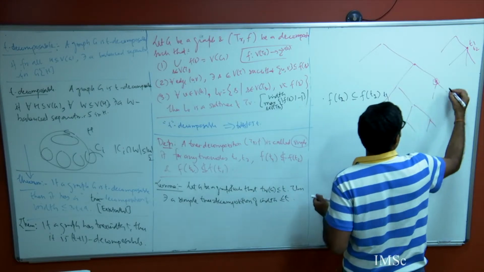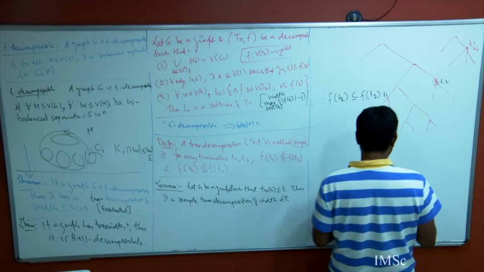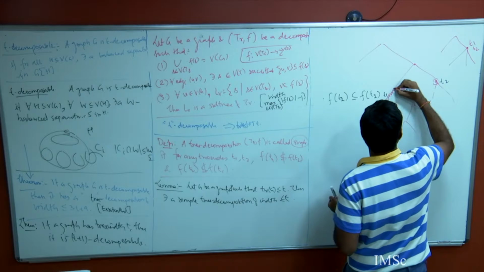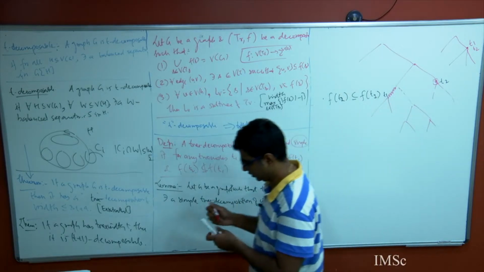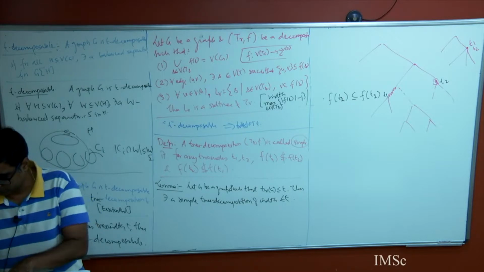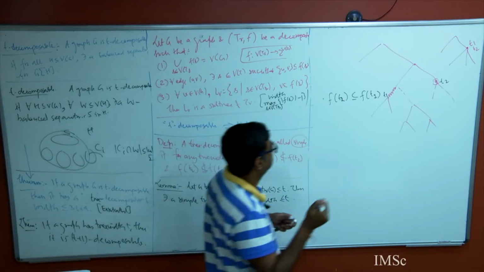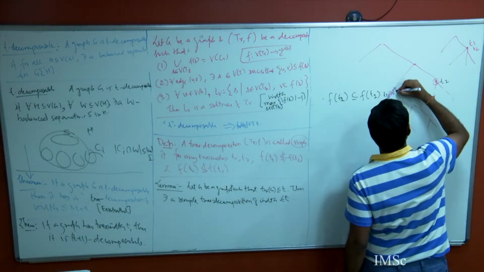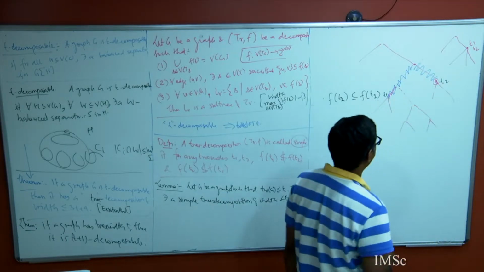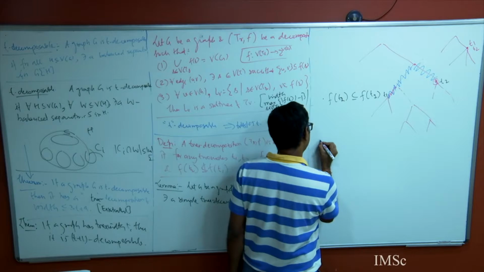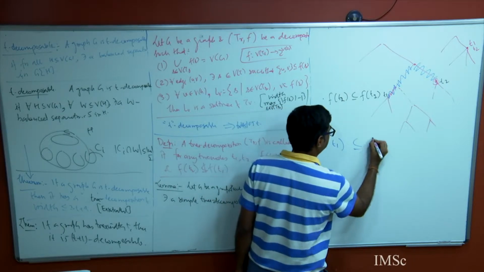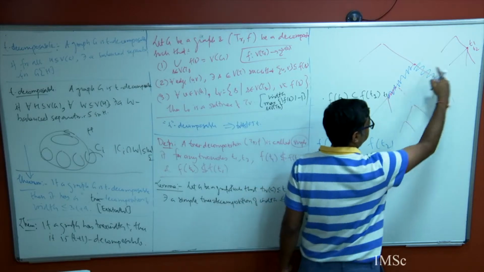Say T1 here, T2 here, right? Look at this unique path, okay? What we know, suppose for now again I know that suppose f of T1 is a subset of f of T2. This is what it is.